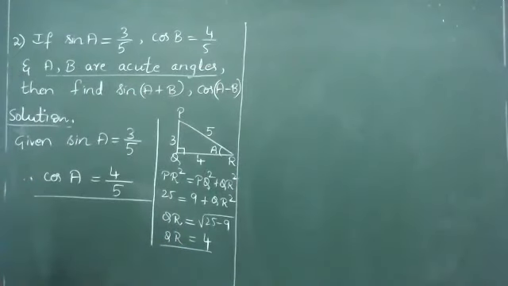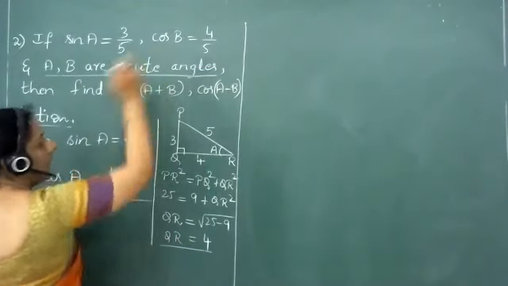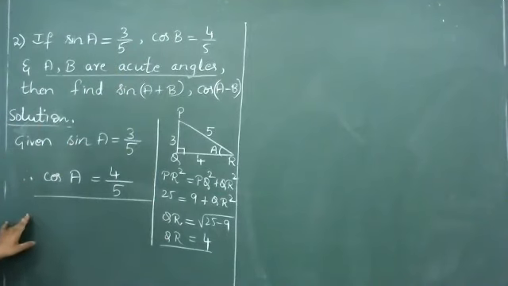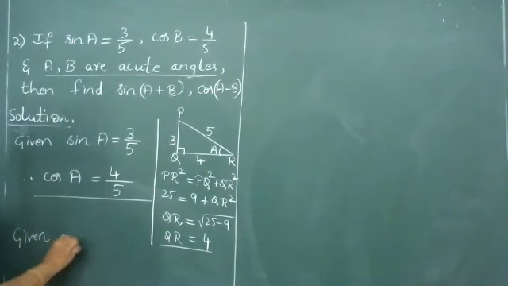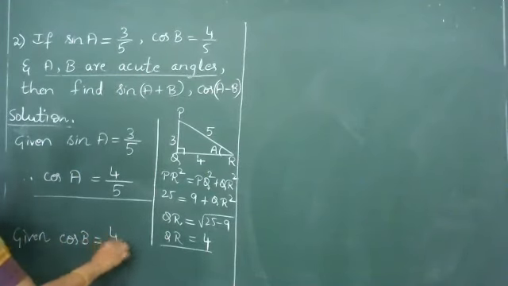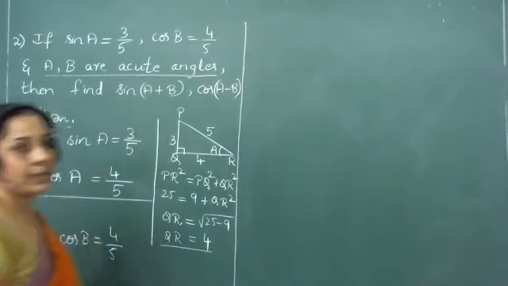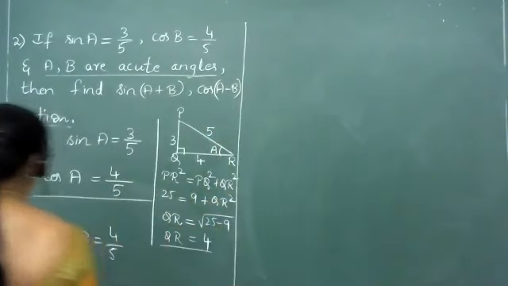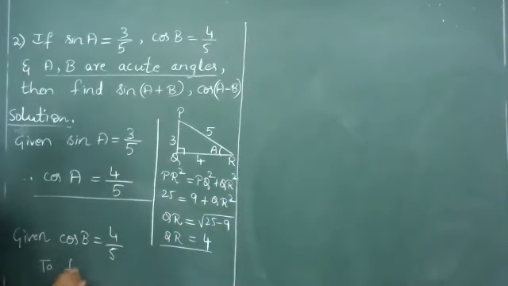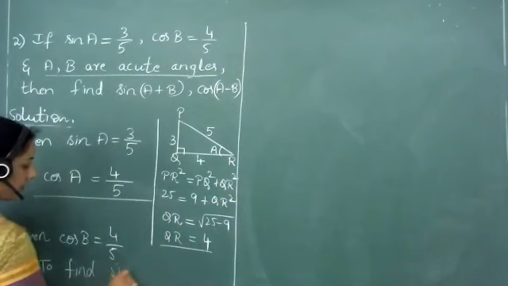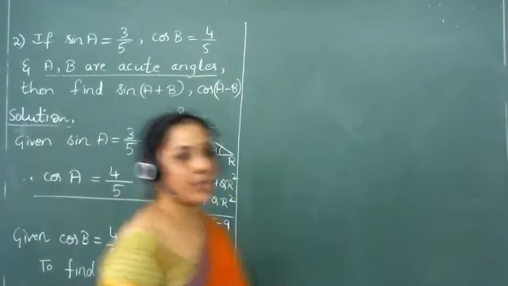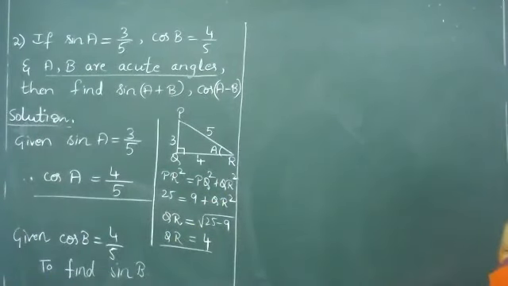What else is required? We will have to use the second data for that. Cos B, which is given as equal to 4 by 5. Again, I have to find the value of sin B. So you are given here cos B as equal to 4 by 5. I have to find out the value of sin B. How should I find the value of sin B? I can be using any of the above methods learned.